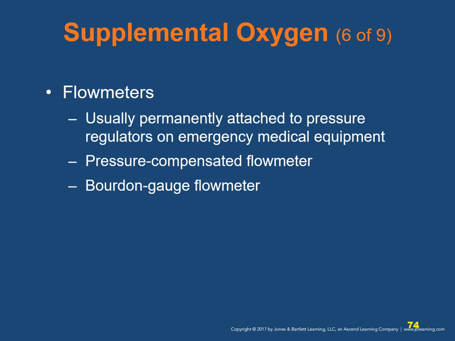Flow meters are usually permanently attached to pressure regulators on emergency medical equipment. A pressure compensated flow meter incorporates a float ball within a tapered calibrated tube. It is affected by gravity and must always be upright. The board and gauge flow meter is a gauge calibrated to record flow rate. It can be used in any position and is generally considered to be outdated.